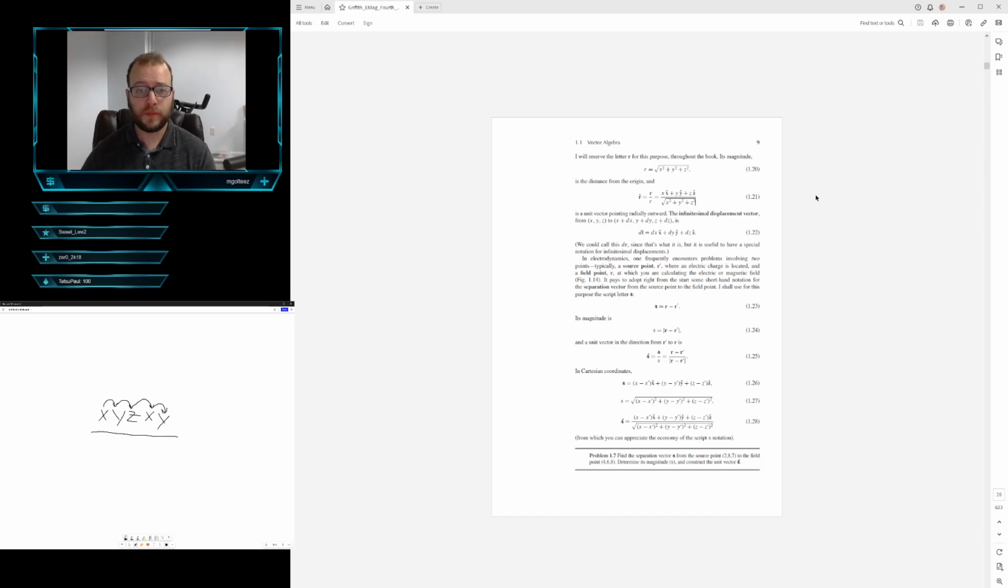We then can define the displacement vector. So x plus a tiny shift in the x direction, y plus a tiny shift in the y direction, z plus a tiny shift in the z direction gives us our infinitesimal displacement vector dl, which is just dx x hat, dy y hat, dz z hat.